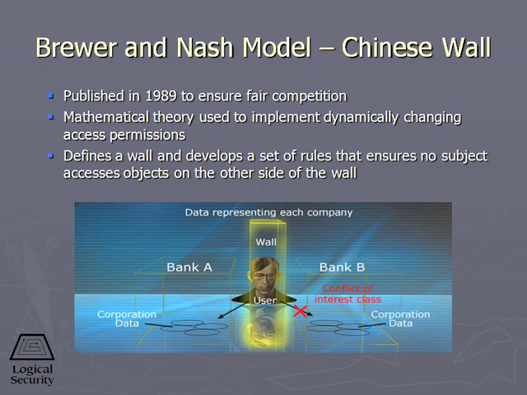So until he commits on one of the companies' sets of data, he can access any of them. But once he accesses any one company's data, the Chinese wall pops up dynamically and says, you can now only look at that company's data and you cannot look at any other company's data. And again, this was designed for a commercial model to avoid conflict of interest concerns.